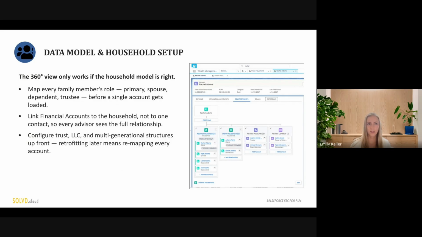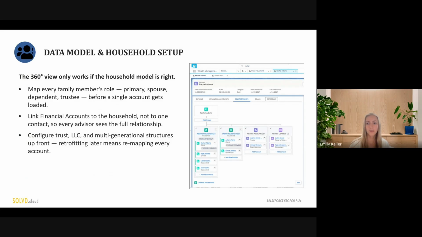So first is the data model and household setup. Salesforce FSC has a full 360 view, which is amazing, but it only works if the household model is set up correctly. So it is very critical that you have all of the family members' roles, the primary, the spouse, dependent, trustees, before each account gets loaded in. You want to make sure the financial account is linked to the household. This makes it so the advisor can see the full picture and the full relationship there. And same thing with configuring trusts or LLC and multi-generational structures. You want to make sure you do that up front.